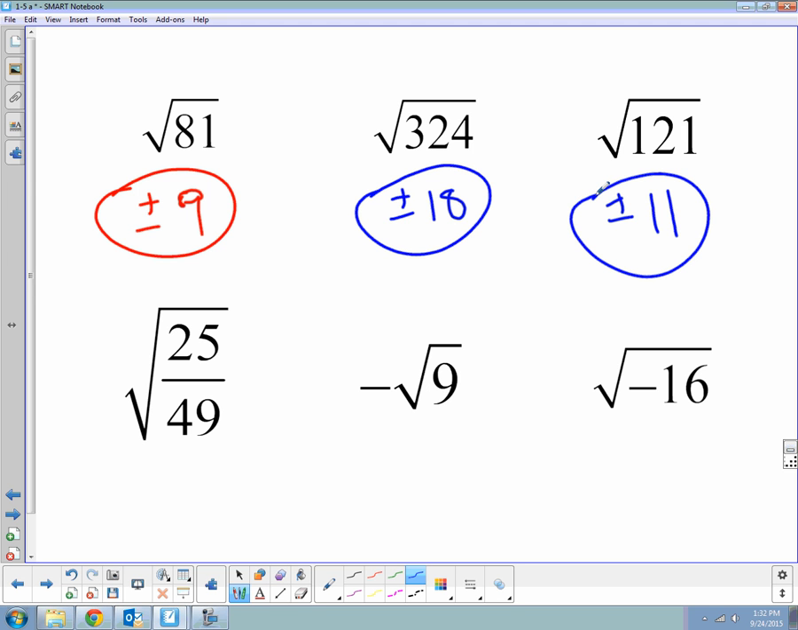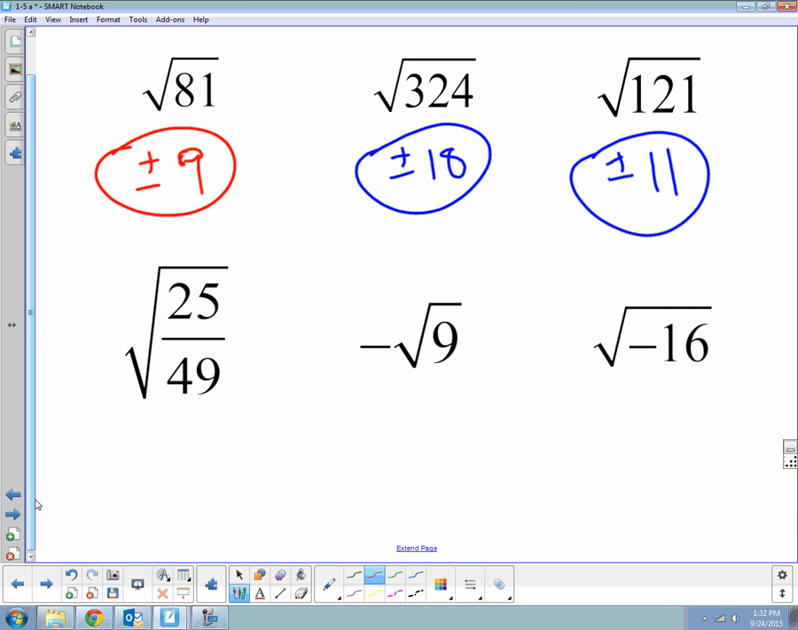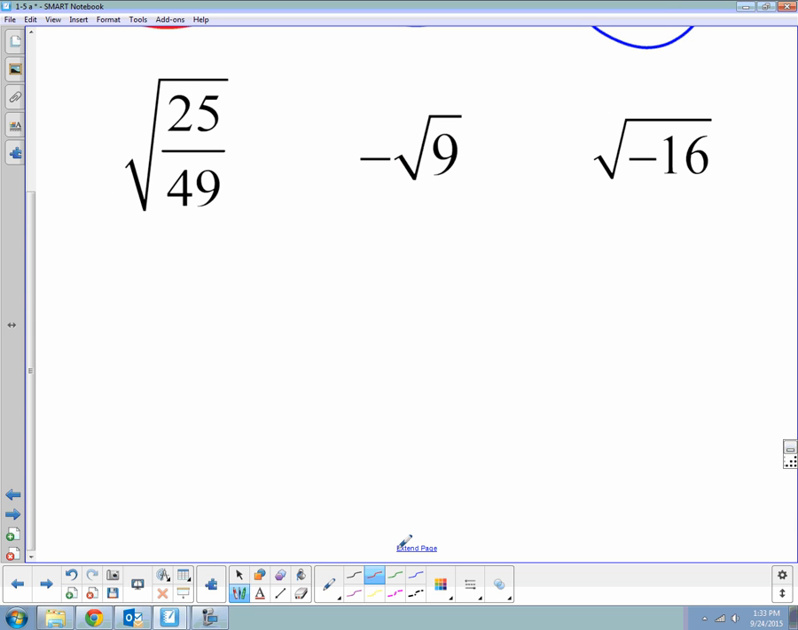Ooh, no, we got 3 at the bottom. We got negatives going on, and we got fractions going on. That freaks people out. Let's see what happens though. Remember, some number times itself would have to equal 25/49. So some number times itself equals 25, the numerator here, and some number times itself equals 49.